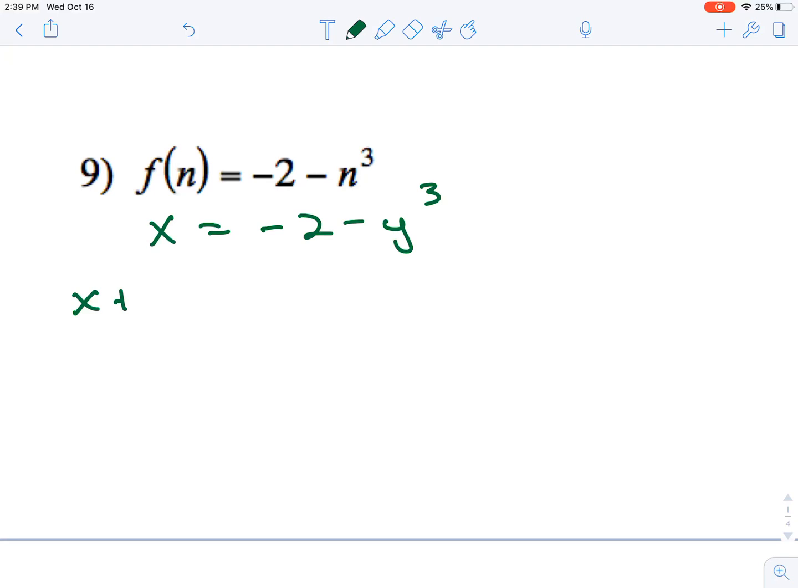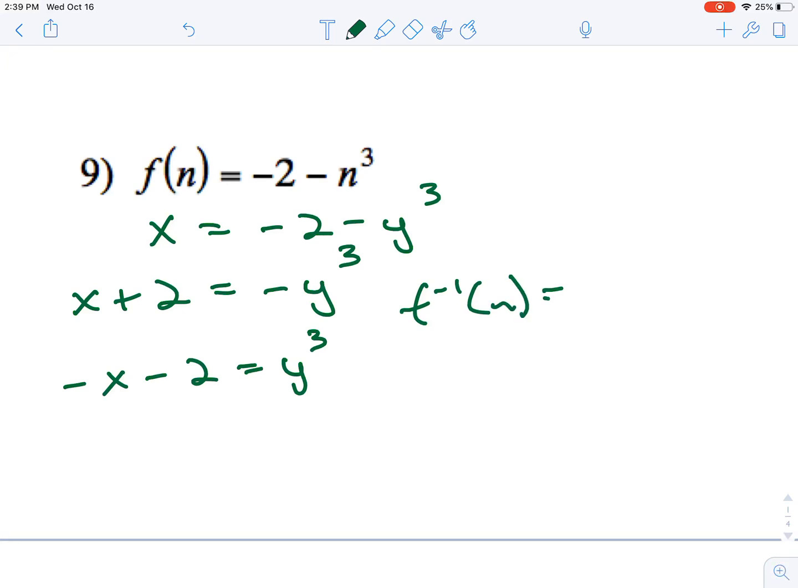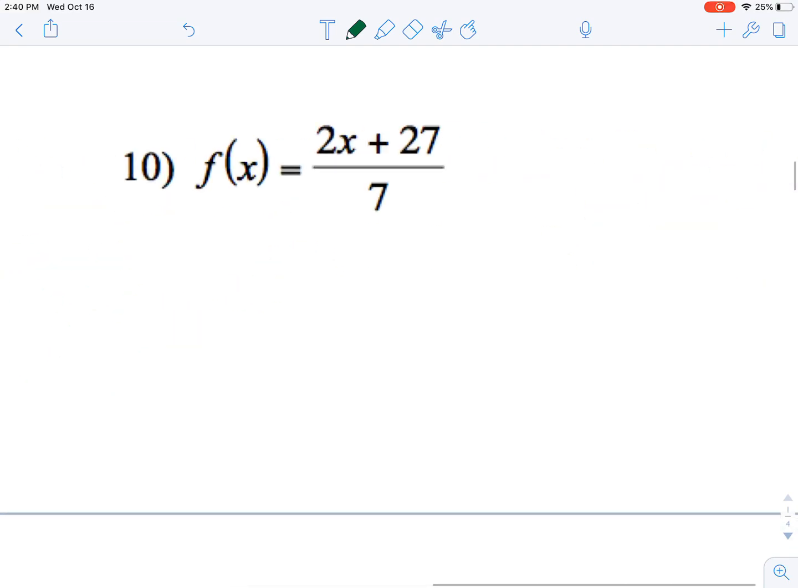So we're going to add 2. And then let's go ahead and, what should we do first here? So we have this down to x plus 2 equals negative y to the third. Let's divide by negative 1. So when I divide by negative 1, I will have this. And then let's just take the cube root of that, and we'll have the final answer. There you go. And if we want to be exactly correct about that, I should have this as f inverse. There we go. Okay, 10.